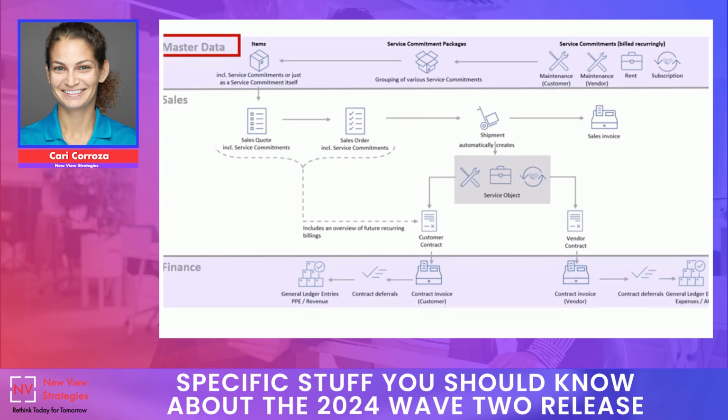Next, we have the sales, and this incorporates the different types of sales documents and would also take into consideration the customer or vendor contract as well as that service object. Finally, we have the finance piece of it, which really is that actual billing to the customer, which takes into consideration all of the master data and sales setup that is happening in the background. We can see that we get invoices either for vendors or customers, and we can use deferrals to properly recognize the expense or revenue for these billings.